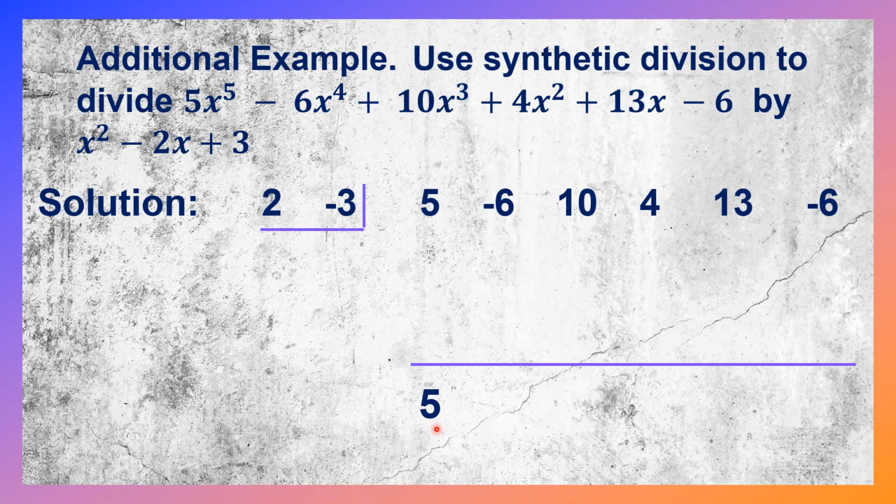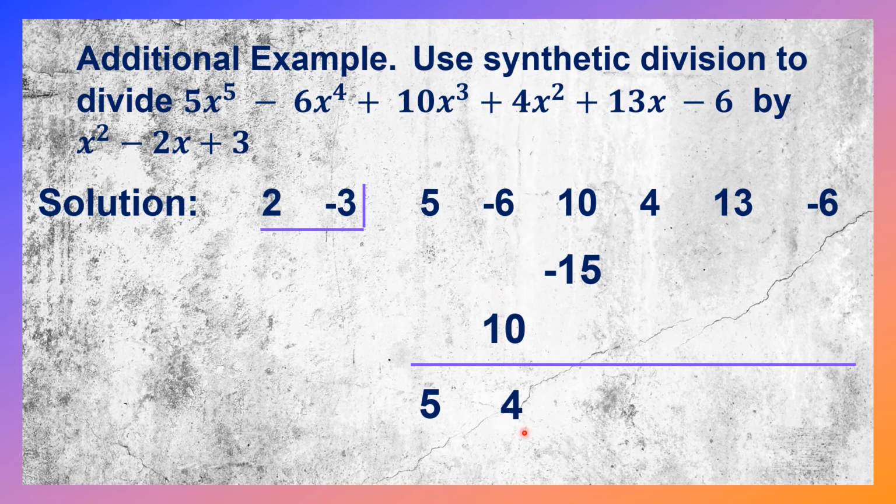Next step is we multiply this 5 by our two divisors, and the answers are written diagonally. So, 5 times 2 equals 10. Then, 5 times negative 3 is written here, also diagonally. So, 5 times negative 3 is negative 15. Then, the third step is to add these two. Negative 6 plus 10 is positive 4.